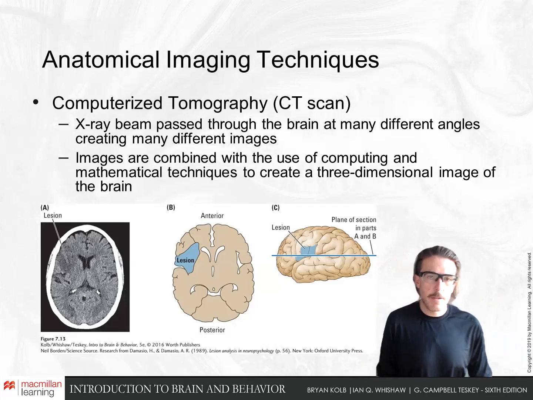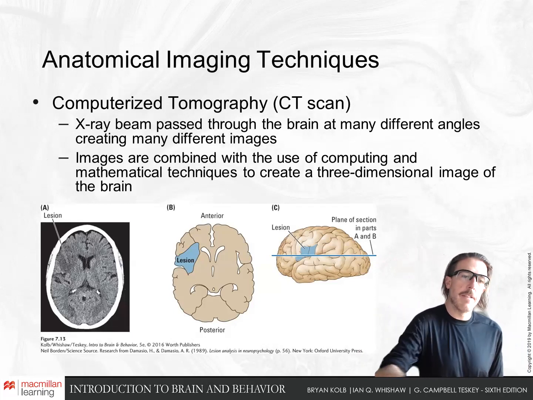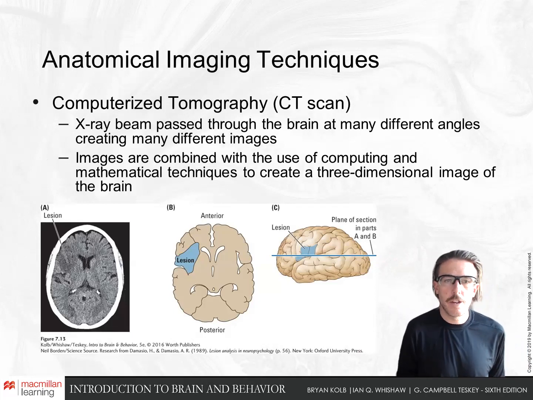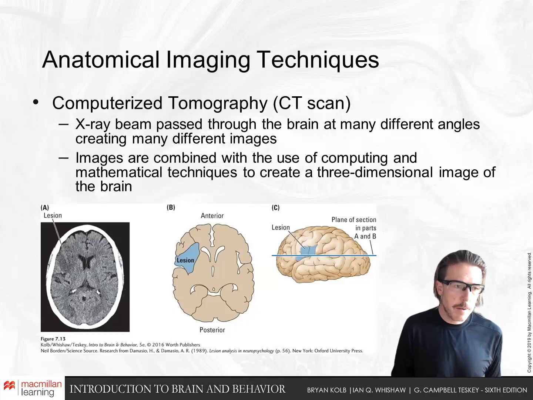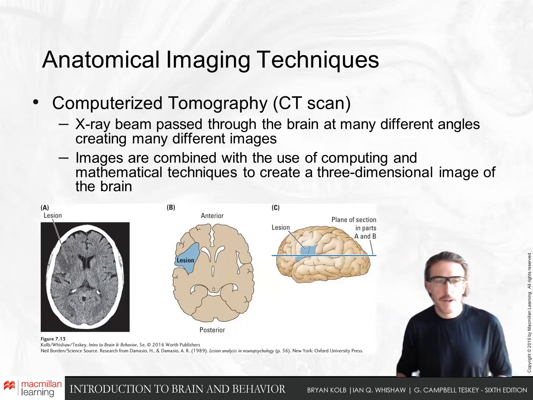So an X-ray beam is passed at many different angles through the brain, much like you might walk around a mountain to try to understand its shape in 3 dimensions. And these images are then combined to create 3-dimensional images of the brain, which, for instance, can be used to identify lesions. Still today at the hospital, many CT scans are ordered.